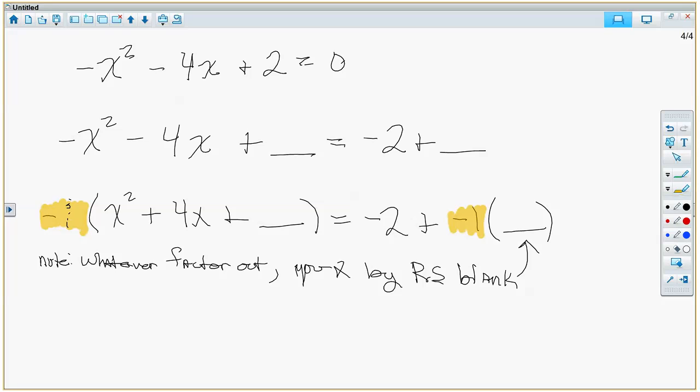Now, since this is a positive 1 right here, what can you do? Complete the square. 4 divided by 2 is 2. And 2 squared is 4. And now you're back to number 1, 2, and 3 questions, or difficulty level 1, 2, 3. So finish it.